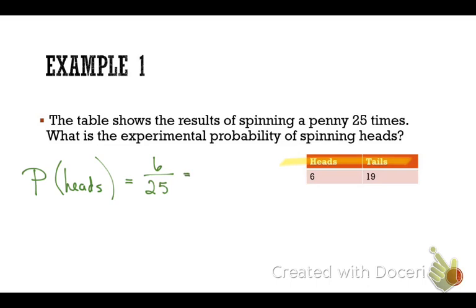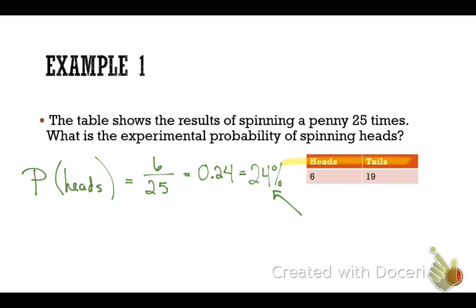Okay, so now 6 out of 25, I would need to convert that to a percentage. I know that I can do that by dividing 6 divided by 25, and I get 0.24. But is that a percentage? No, what would be my percentage? 24%. Okay. Now, what did I say was the theoretical probability? What did I say it was going to be? It's going to be 50-50. Would you agree that the experimental, when I actually did the experiment, it was far from 50-50, wasn't it?